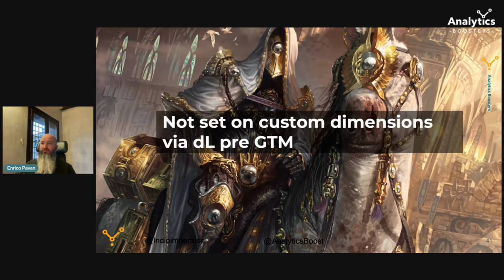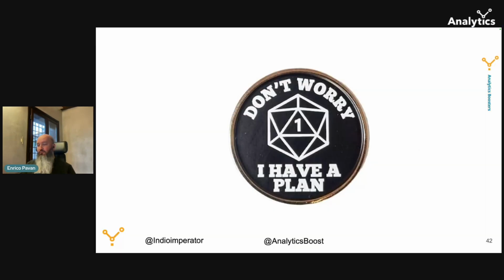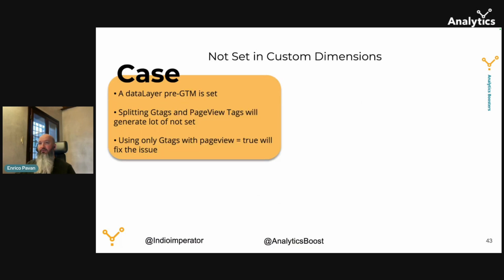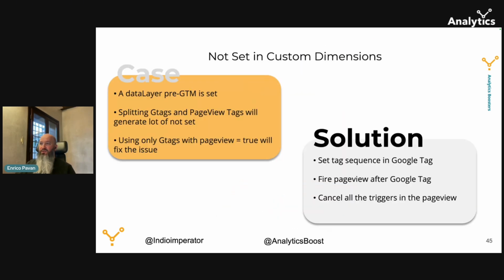And the issue number 3 is that we got not set on custom dimension via data layer pre-GTM. So for example, we set the data layer before the declaration of the GTM, and we can split, for example, as the best practice G tags versus page view tags. And we are using, for example, G tags with preview true. We fix all the issue if we switch to that. The solution is to set tag sequences in Google tag, then fire a page view after the Google tag, and then cancel all the triggers in the page view.